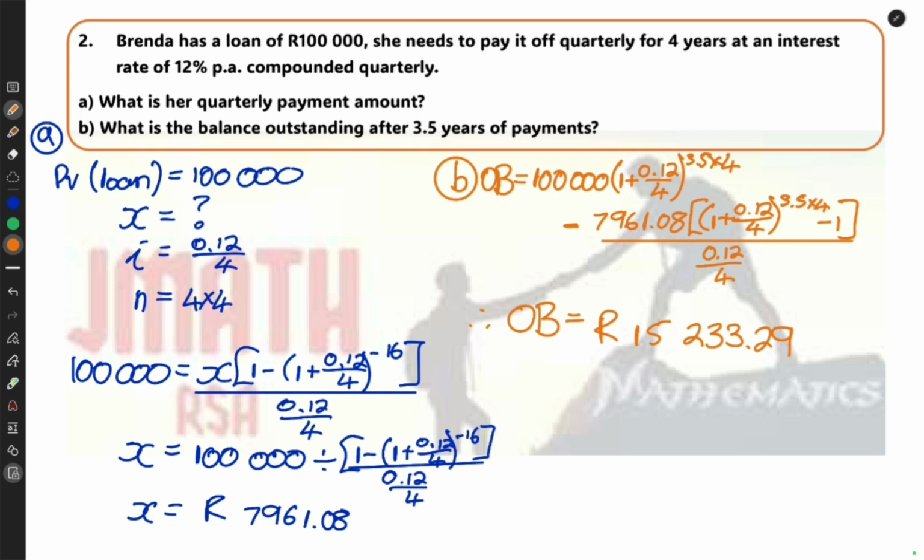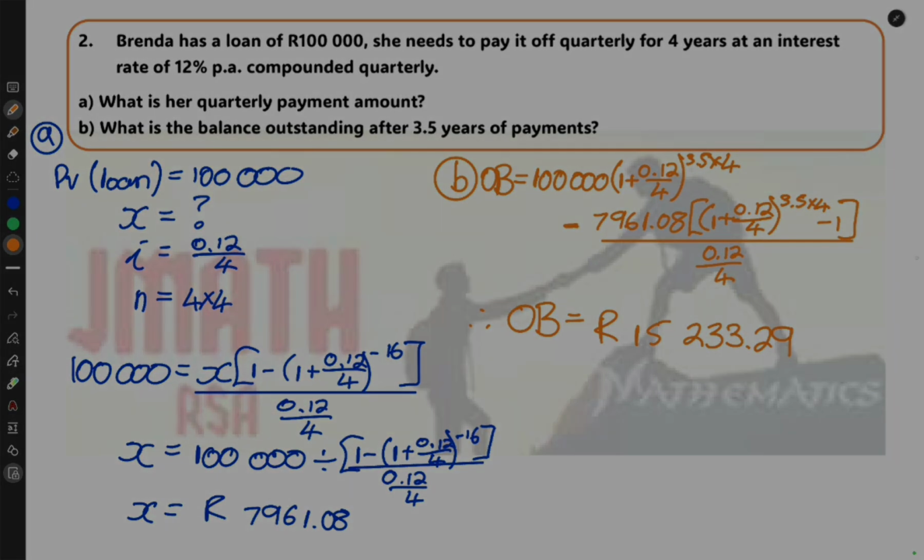It's going to take some getting used to. This is unfortunately not written out on your formula sheet. So you need to remember outstanding balance is compound minus future value. Good luck with these ones.